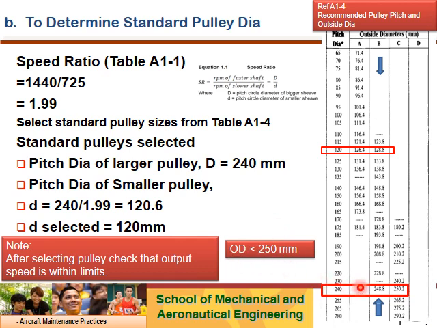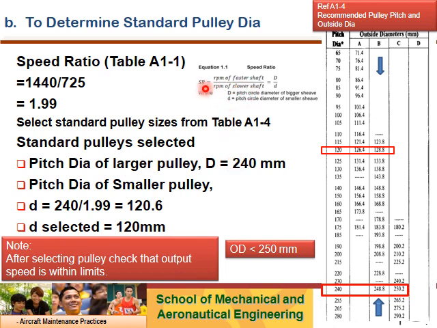Okay, so it's stated here, outside diameter no more than 250. But to make ease of the example, we choose the first available diameter, that means the closest to 250. So 248, we choose 240. So your pitch diameter is 240. Pitch diameter of larger pulley D is 240.